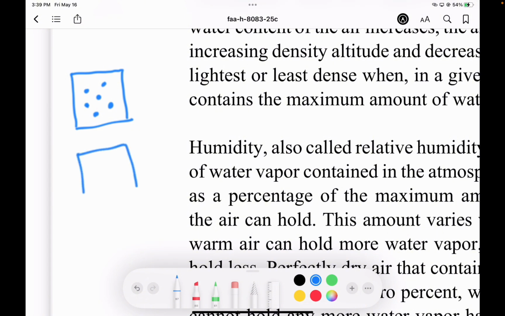Let's say the box of air is now humid. Oops, water's in there. And let's say these red dots are water. So now, does the box of air have less air or more air? The answer is less air. And if it has less air, is it more dense or less dense? It's less dense. Less dense equals bad. That's why humidity causes the air to become less dense.